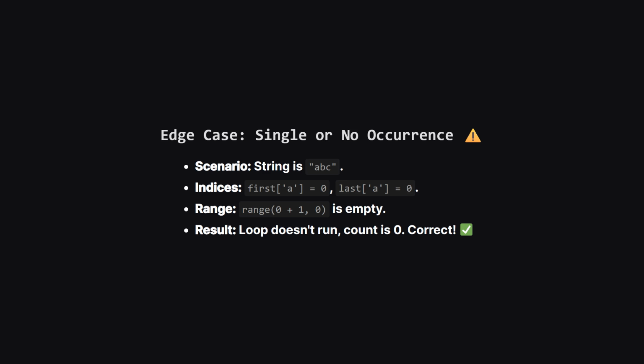A quick note on edge cases. What if a character only appears once or not at all? For example, in the string ABC, A starts at index 0 and ends at index 0. Our code tries to loop from index 1 up to 0. In Python, and most languages, a loop where the start is greater than the end simply doesn't run. The set remains empty, we add 0 to our answer, and the code naturally handles it correctly. No special if statements needed.